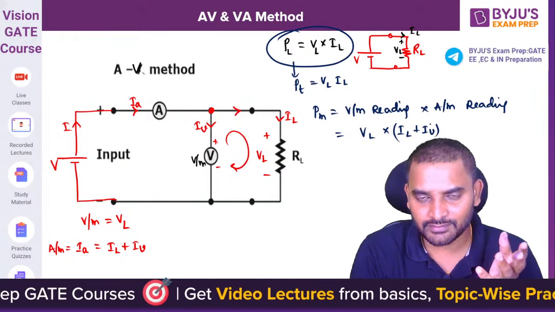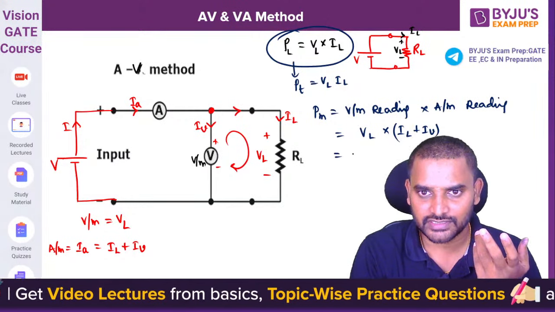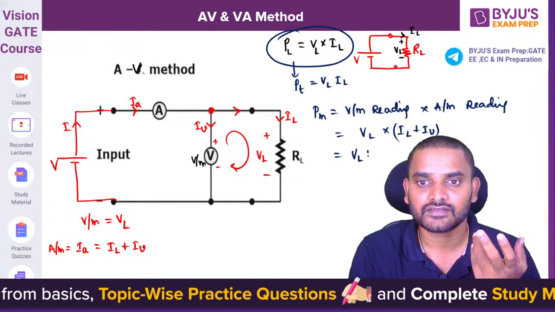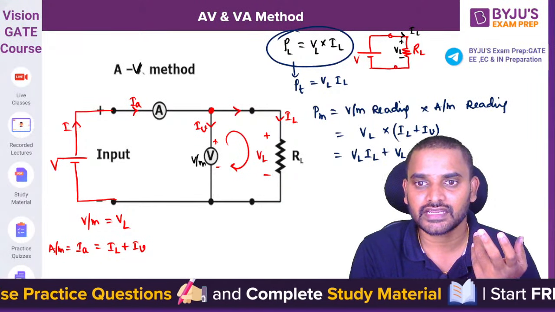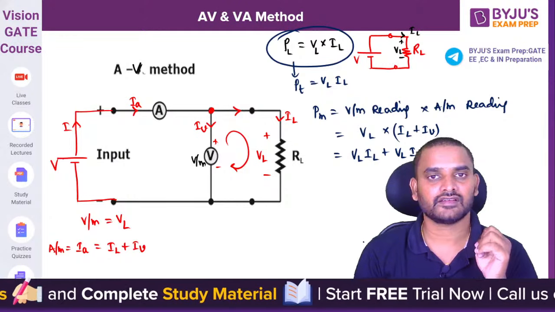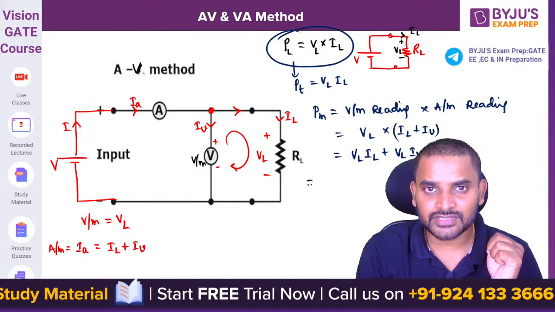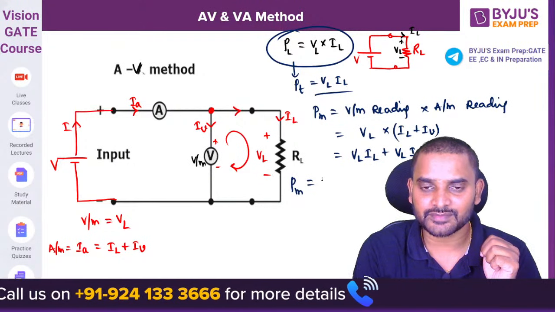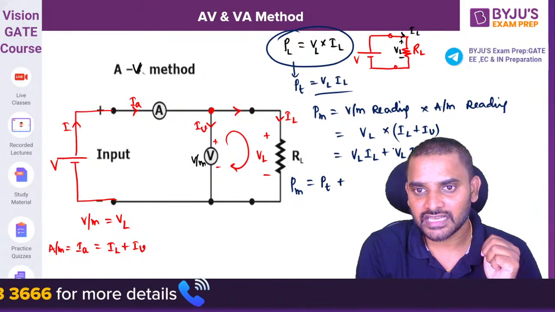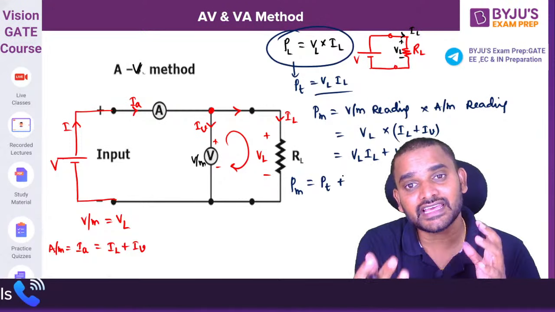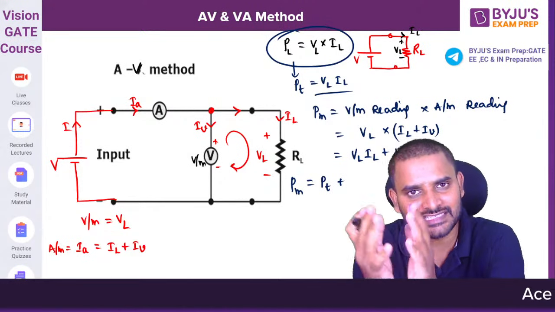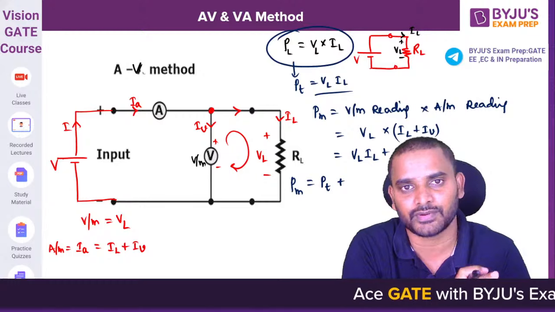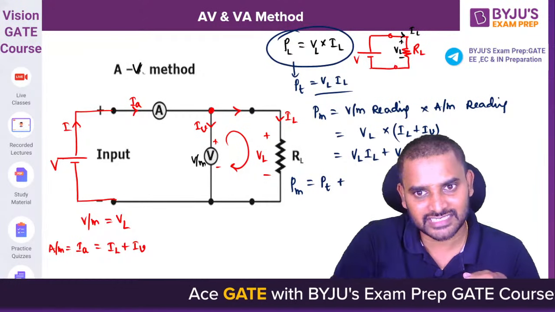Okay. Now if you multiply, or if you bring out this one, VL IL and VL IV. So this VL IL term is going to be said as true power. So measured power can be taken as true power plus VL IV. I am writing VL IV as an extra power component that is actually called the error component. VL IV is the extra power component.